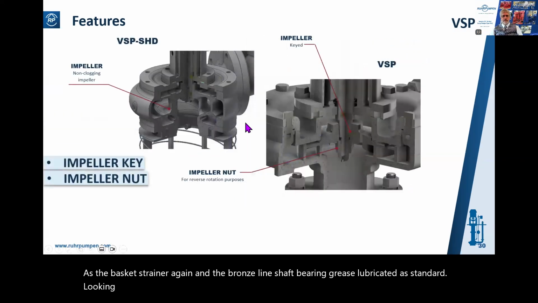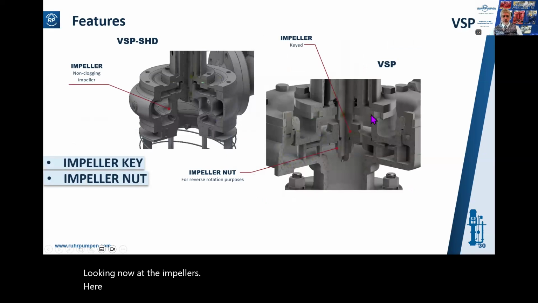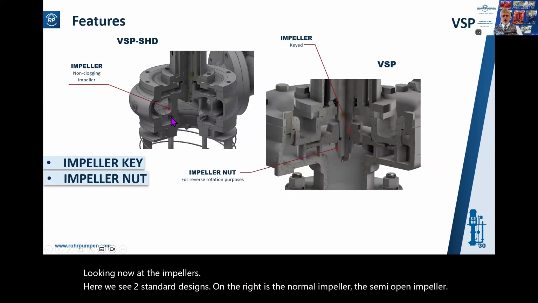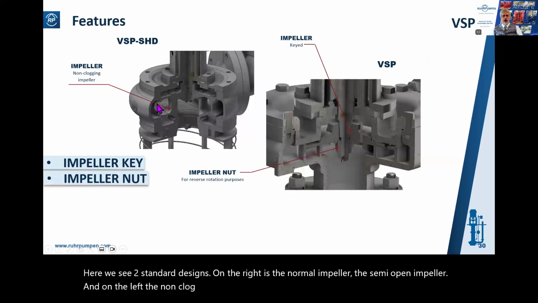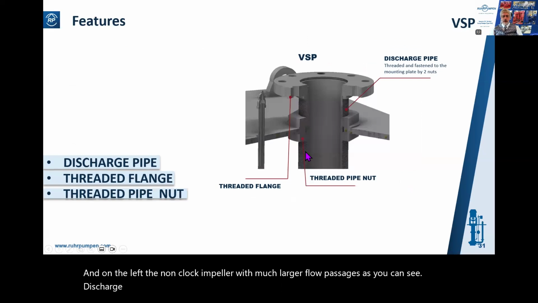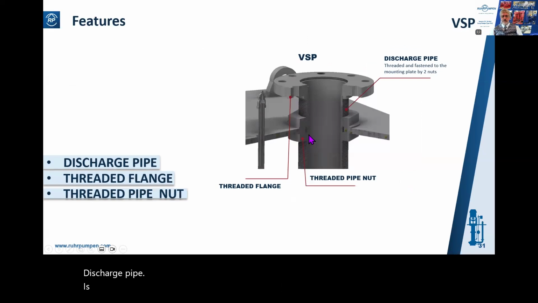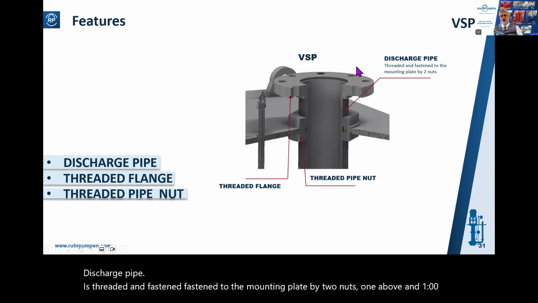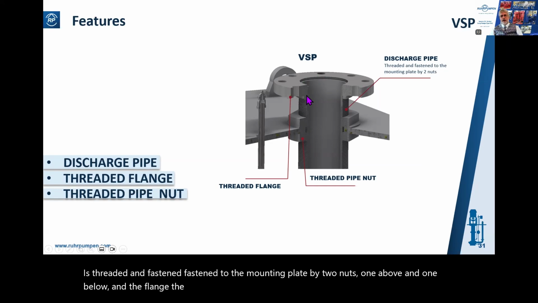Looking now at the impellers, here we see two standard designs. On the right is the normal impeller, the semi-open impeller, and on the left, the non-clog impeller, with much larger flow passages, as you can see. The discharge pipe is threaded and fastened to the mounting plate by two nuts, one above and one below. And the flange, the ANSI flange, is threaded onto the discharge pipe.